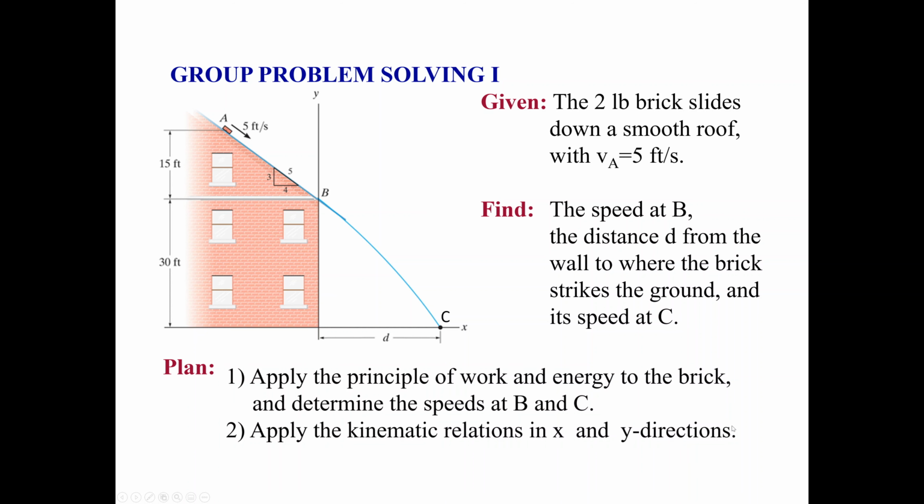Okay, we'll take a look at group problem solving one. So in this problem, you're starting off with a brick sliding down the slope of a house, and it has some initial velocity associated with it. It slides off the end and then lands on the ground a distance d from the house, or from the building. Okay, so this is the work and energy problem as before.